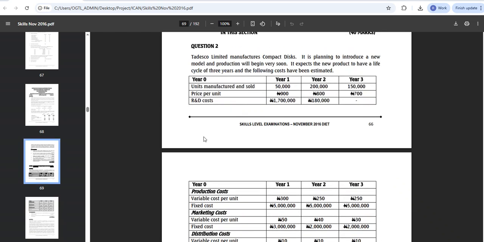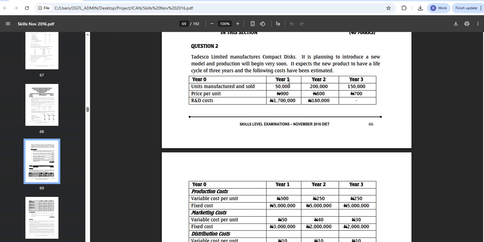Now, are we together, please? Okay, so we have year 0, year 1, year 2, and year 3, which means that the product will only spend 3 years with us, right? Now, in year 0, nothing. They are just telling us about the items we have there, the figures.